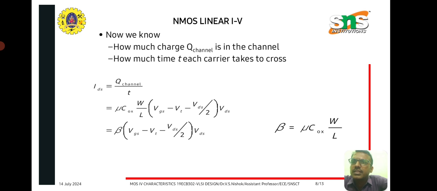So by substituting this equation, IDS is calculated with the help of the Q channel by T equation. By substituting the above equations here, we will obtain IDS equal to, in terms of beta, beta into VGS minus VT minus VDS by 2, into VDS. So this is your final current equation for the linear region.